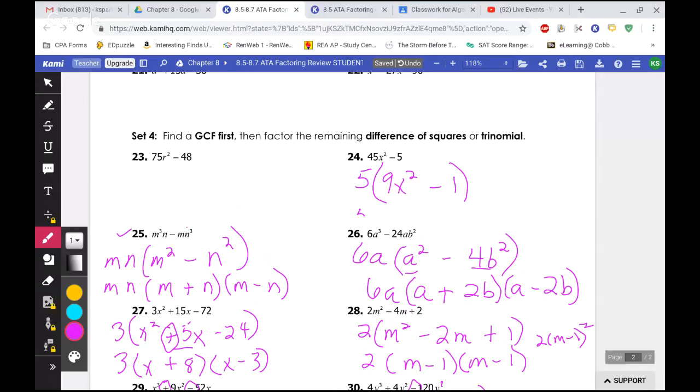So don't forget to write your 5, but now you're going to take the square root of the first term, which the square root of 9x squared is 3x. And the square root of 1 is 1. So I'll write 3x plus 1 in one of my parentheses and 3x minus 1 in my other set of parentheses, because that's how you factor the difference of two squares.